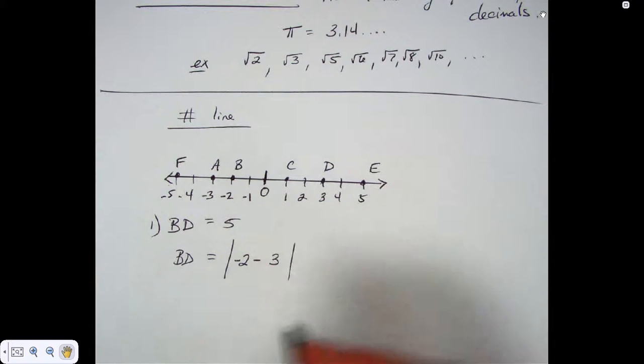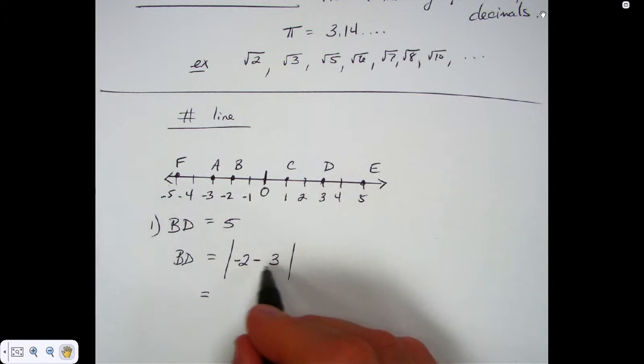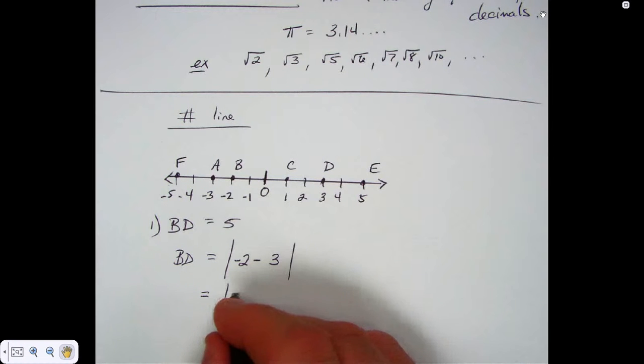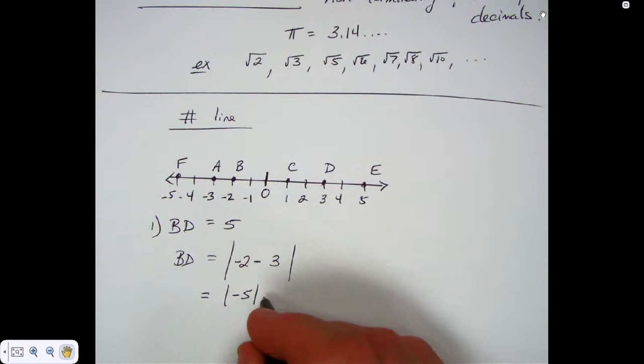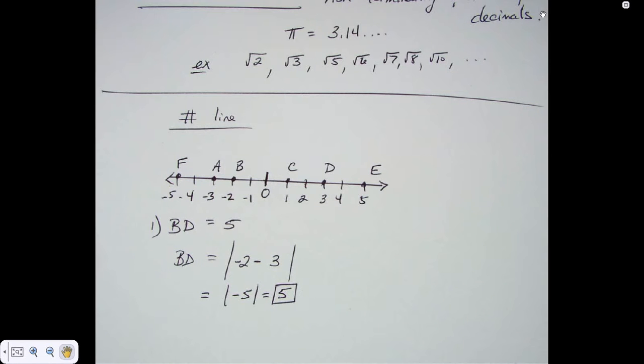3. Now, what happens here? Negative 2 minus 3 is a what? Negative what? Absolute value of negative 5 is what? We got the exact same answer, didn't we? That's how you do it.